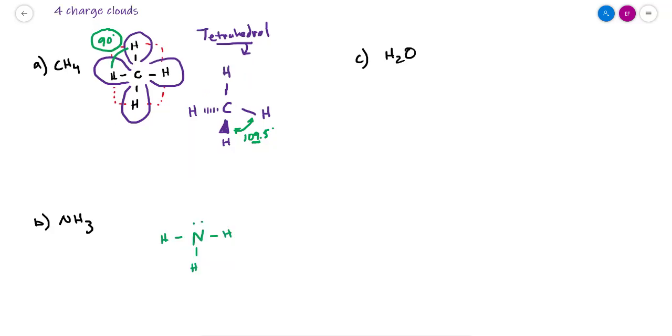So the Lewis structure for NH3 is going to look like this. It doesn't tell us anything about the geometry, but it does tell us that we've got this lone pair, which is going to be a charge cloud.